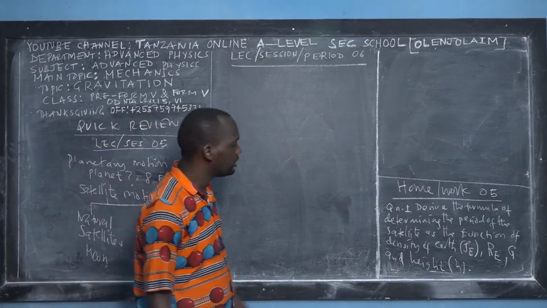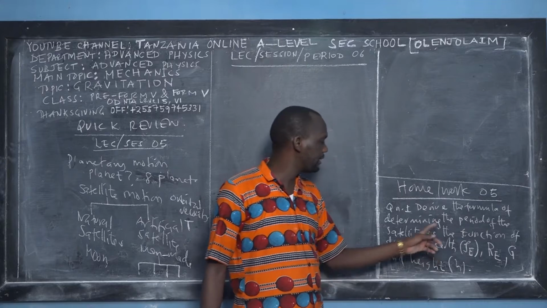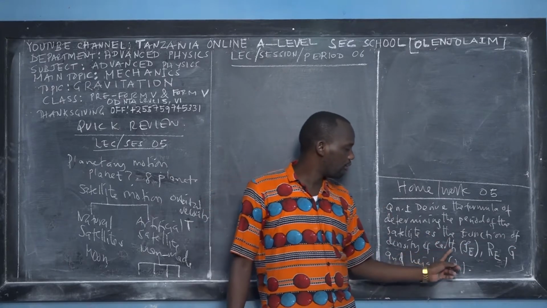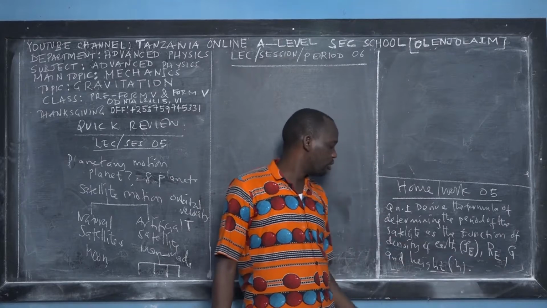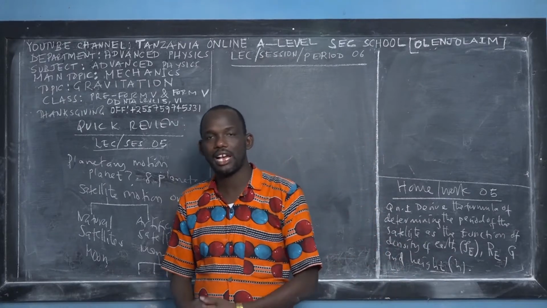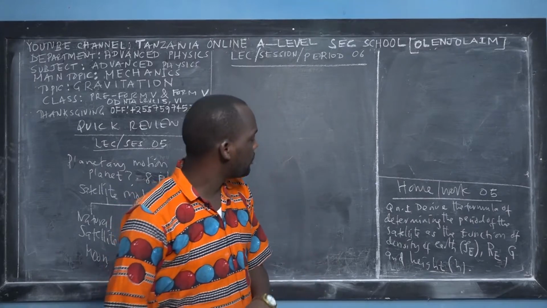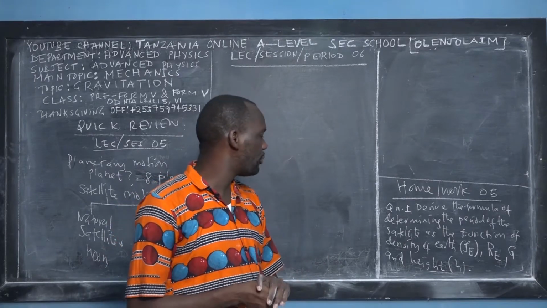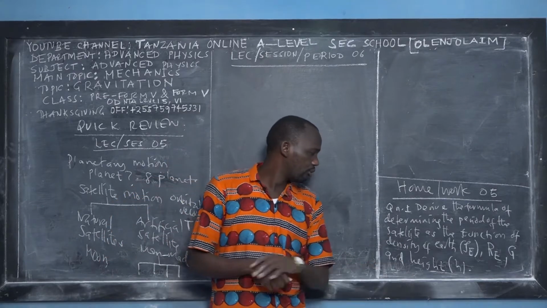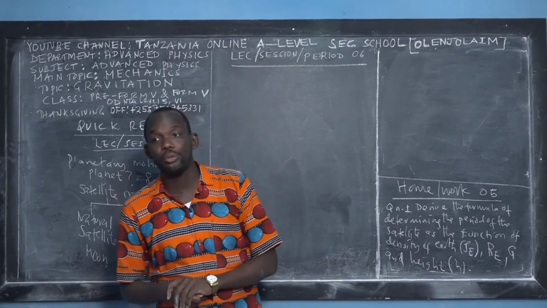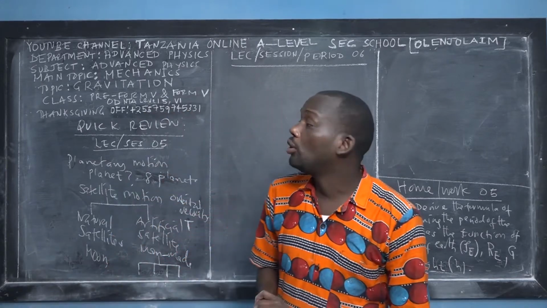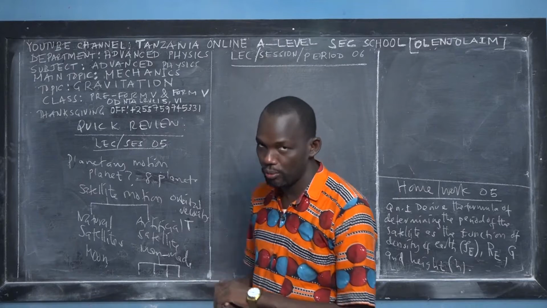The first homework is this: derive the formula of determining the periods of the satellites as a function of the density of S, radius of the S, universal gravitational constant, and height. And the second question was asking you to derive the formula used to determine the height of the orbit where we can place a satellite, right? So I believe you did that homework.